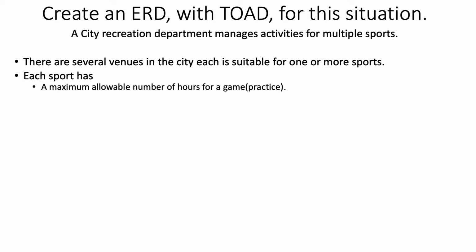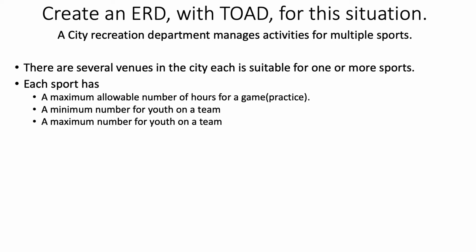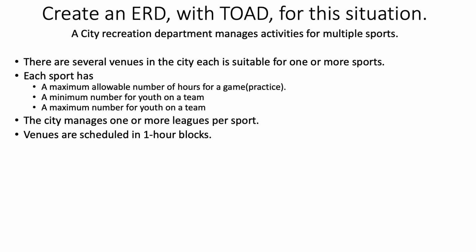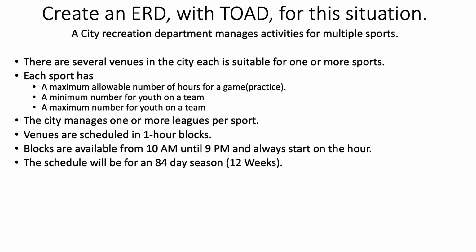Each sport has a maximum allowable number of hours for a game or practice, and they're the same. There are a minimum number of youth that are allowed on a team, and there's a maximum number of youth that are allowed on a team. The city manages one or more leagues per sport, and the venues are scheduled in 1-hour blocks. Blocks are available from 10 a.m. to 9 p.m. and always start on the hour. The schedule will be for an 84-day season, 12 weeks.